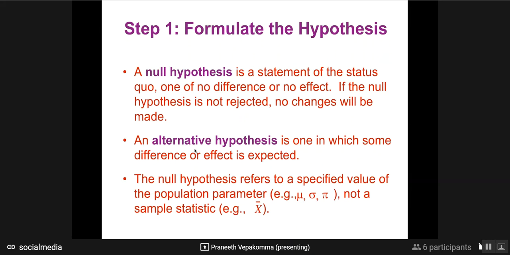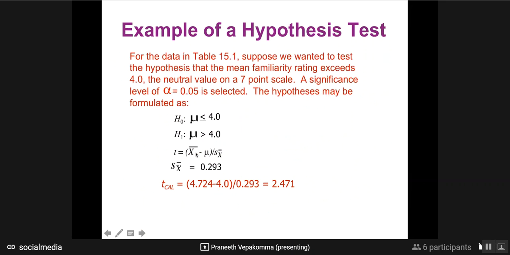So this is something we've covered. We know what the null hypothesis means, what the alternate hypothesis means. Let me give you an example now. Say you had a data set and suppose you wanted to test the hypothesis that the mean familiarity rating exceeds 4.0, where 4.0 is the neutral point value on a 7-point scale. So you have a 7-point scale and you're measuring something and you want to test if the mean would be more than 4.0. Significance value is 0.05.